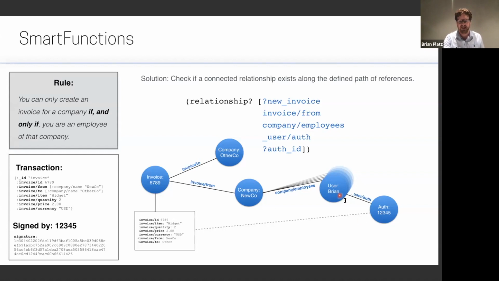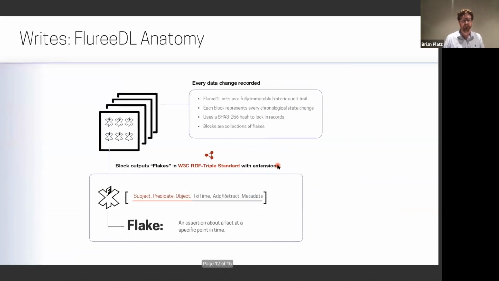And of course, in this case, if user Brian is disassociated, or say user Brian is associated to OtherCo over here, no rules had to change in the system. The data changed, and therefore what Brian can do dynamically changed with it. So that's a very simple example of a smart function and a rule that's being enforced in the system. And of course, we have lots of functions and lots of capabilities to maintain this sort of security.